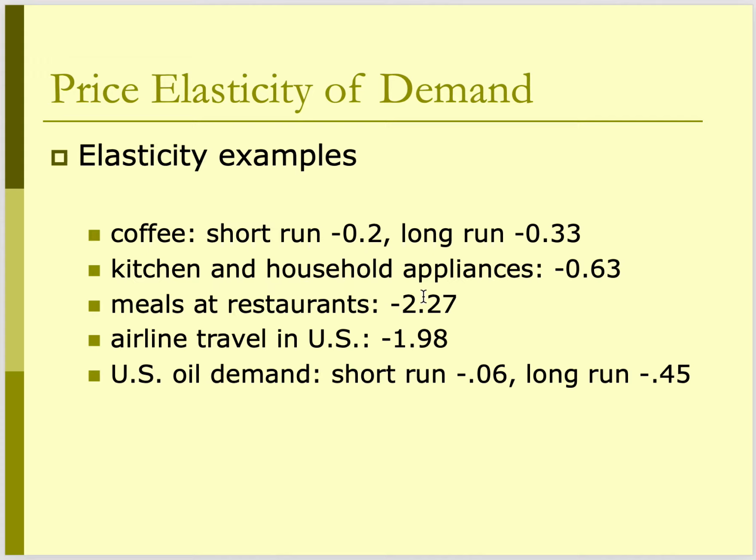Kitchen and household appliances. The elasticity is 0.63. I don't know if there's a short or long term for that. Meals at restaurant is minus 2.27. It's very elastic. A change in prices will drive people away.